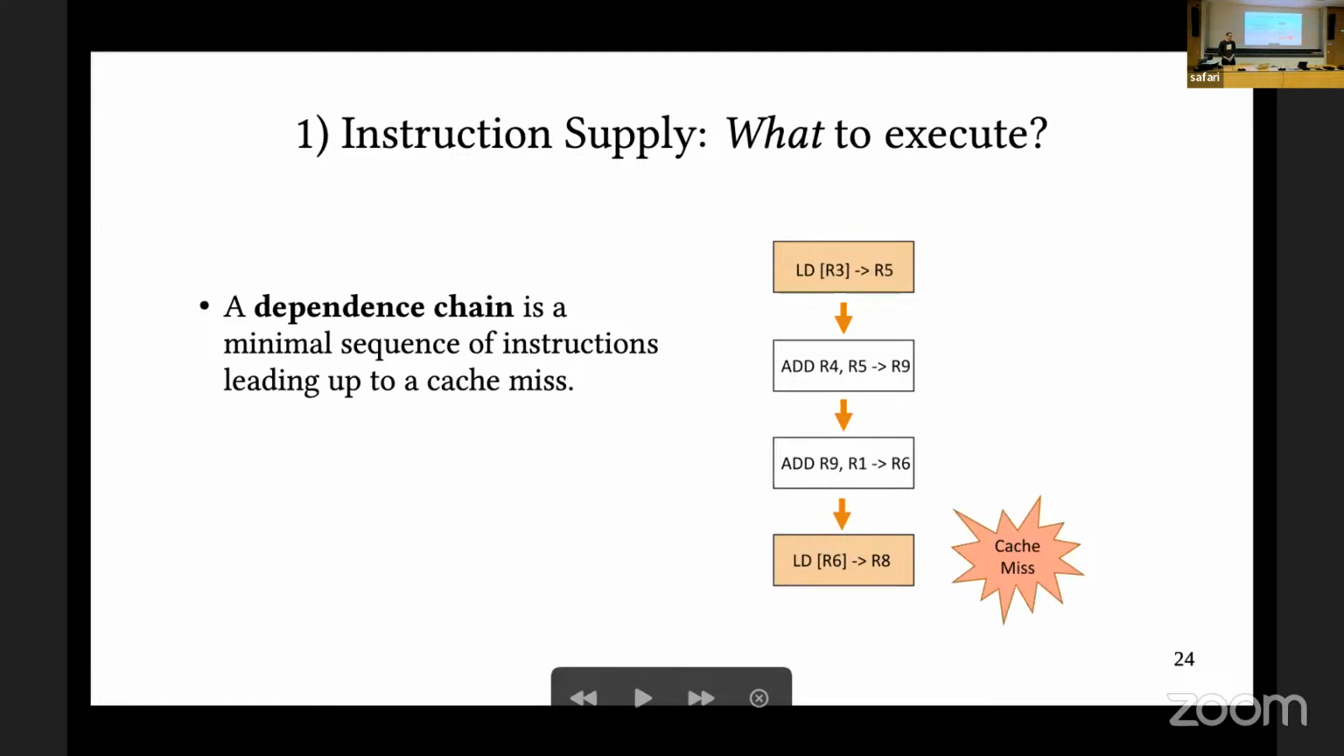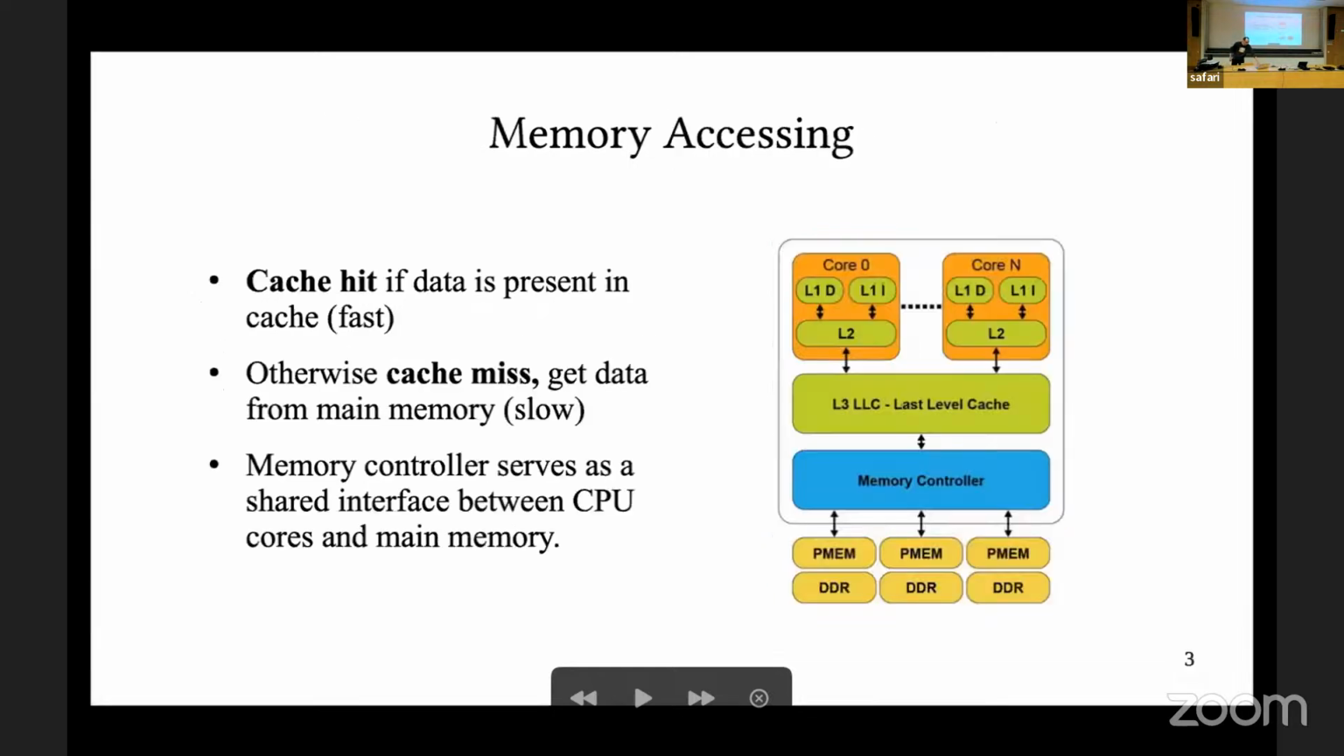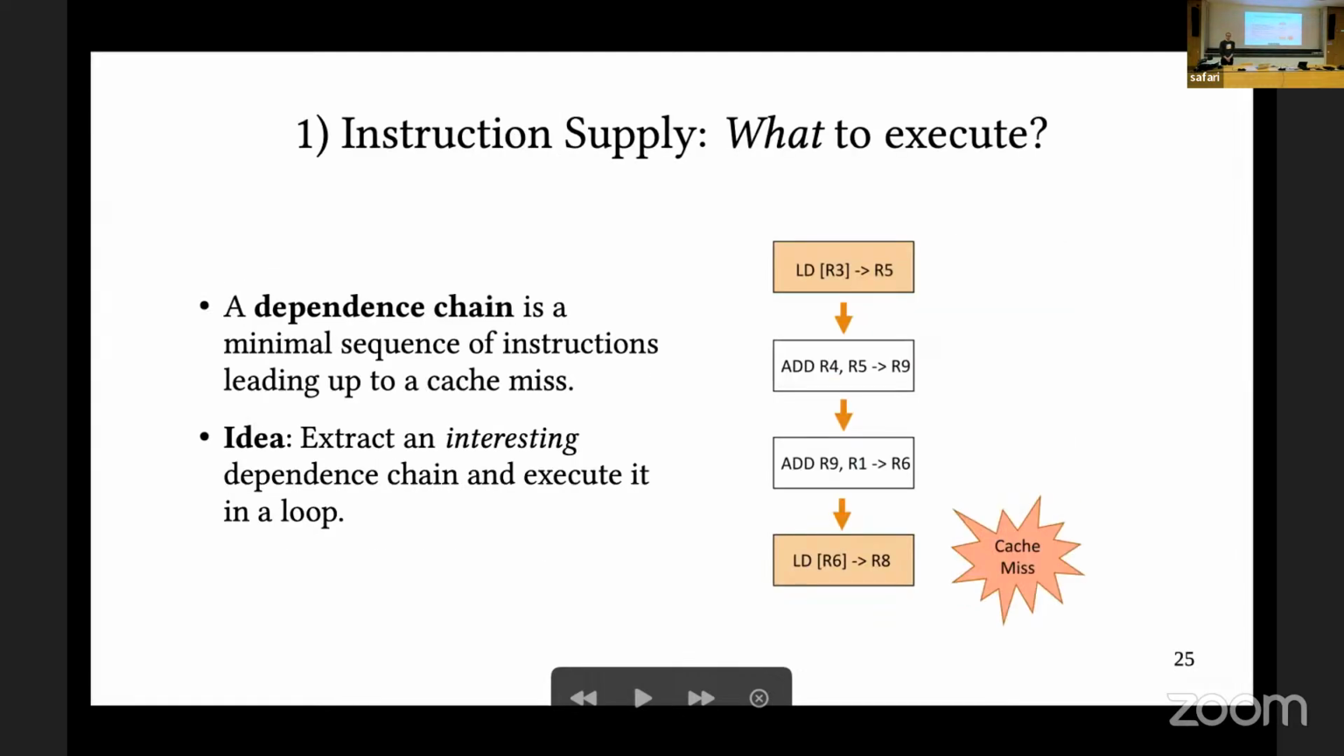Yeah, so the interesting thing about these is that the insight is that if one such dependence chain causes a cache miss at some point, it is likely to cause one again. It's kind of the reason why this is applicable here. And so the obvious solution is we just take such a chain and we run it continuously, we loop it.